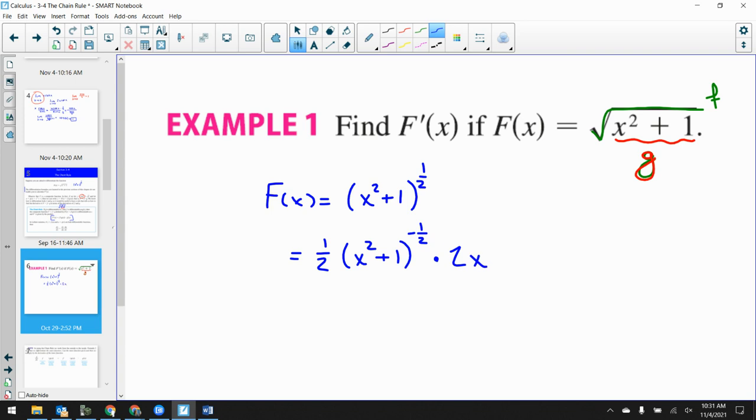Okay, that's the chain rule. Derivative of the outer times the derivative of the inner. Now we just reduce it down. The 1/2 times the 2 will go away. So this is f prime of x, right? The 1/2 times the 2 just becomes 1. So this is x times (x squared plus 1) to the negative 1/2, of course.